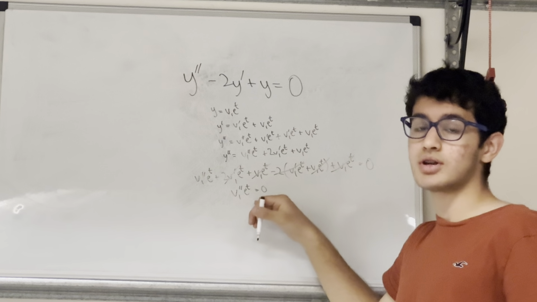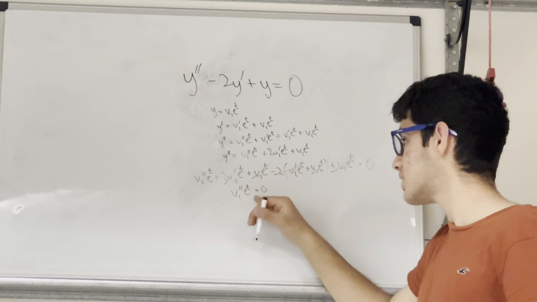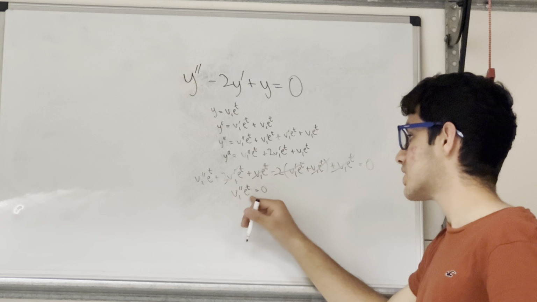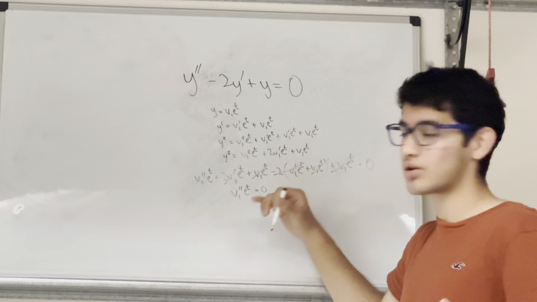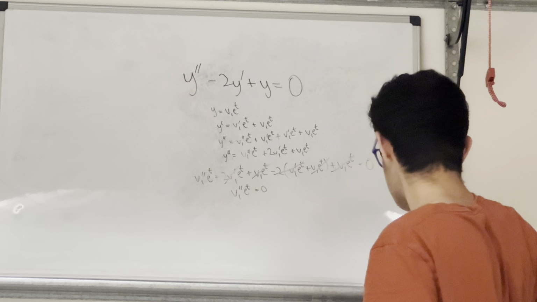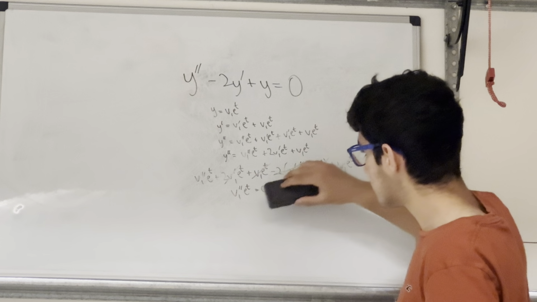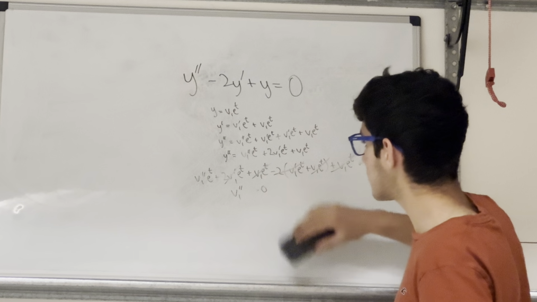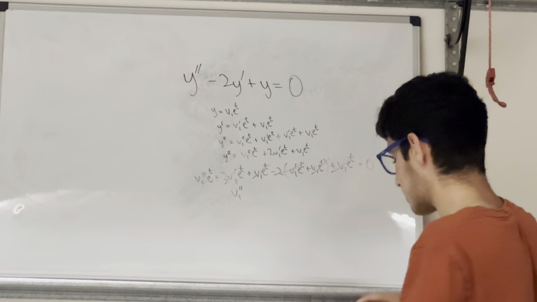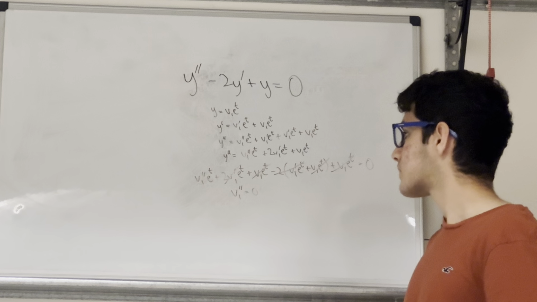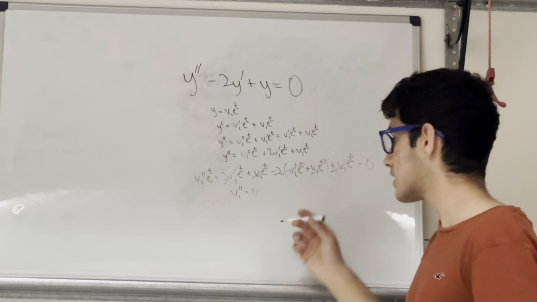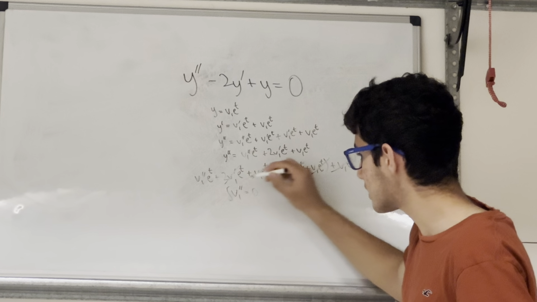Can e to the t ever equal 0? No, right? E to the t, no matter what you take, can never equal 0. As t goes to negative infinity, it will approach 0, but it's still never going to equal 0. So because of that, we can just divide by that. And now we're left with something that looks very neat: v1 double prime equals 0. Let's integrate this once, right? So we're going to go ahead and integrate both sides.